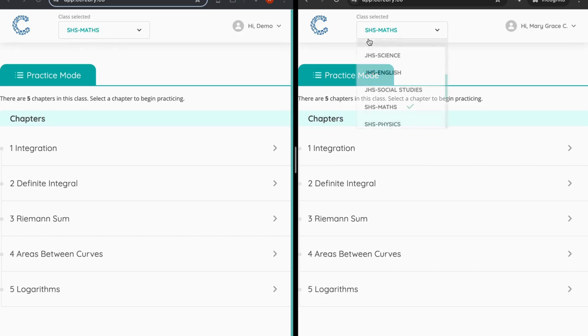Notice that the class code is exactly the same in these two demo accounts.